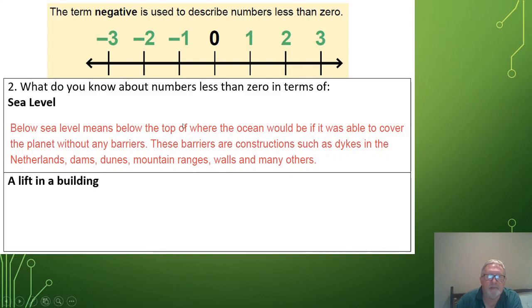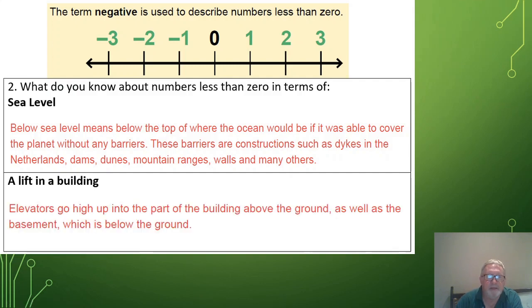All right, so that's a bit of an understanding of sea level. And lifts in a building, well, that's a little bit easier because the elevators or the lifts can go up high into the building, above the ground, but with most buildings, there is below ground. Often it's used for parking. In this particular example, it talks about it being a basement, but they don't often use negatives. They use B1, B2, B3, basement 1, basement 2, basement 3, going down.